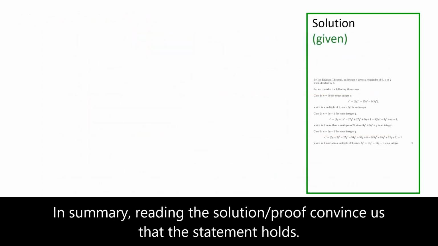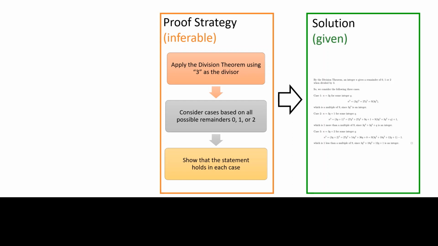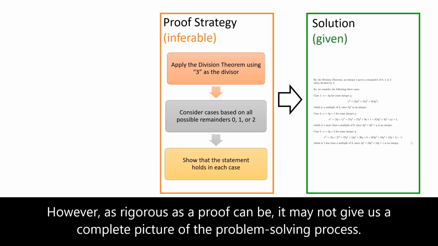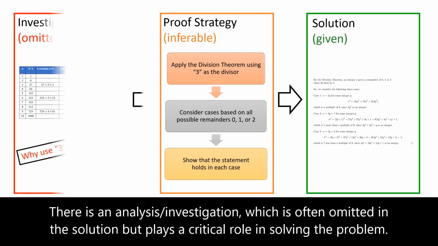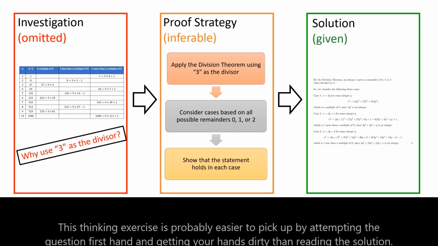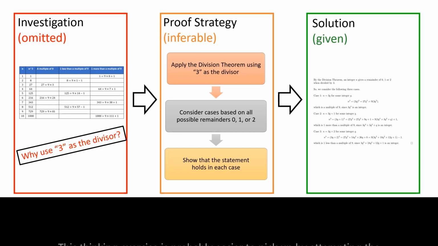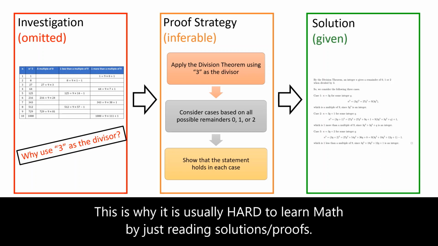In summary, reading the solution or proof convinces us the statement holds. We may also infer the underlying proof strategy from it. However, as rigorous as a proof can be, it may not give us a complete picture of the problem-solving process. There is an analysis or investigation, which is often omitted in the solution, but plays a critical role in solving the problem. This thinking exercise is probably easier to pick up by attempting the question firsthand and getting your hands dirty than reading the solution. This is why it's usually hard to learn math by just reading solutions or proofs.